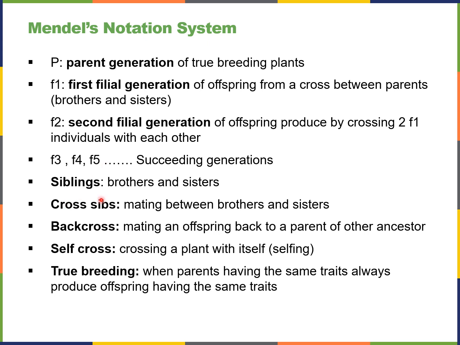Siblings would be considered brothers and sisters. I think we know that. Cross sibs would be mating between brothers and sisters. A back cross is mating an offspring with a parent. Self cross is a plant with itself. And then true breeding is when parents have the same traits, always producing offspring having the same traits.